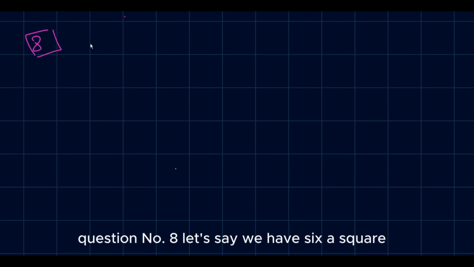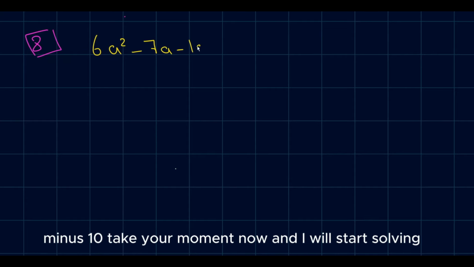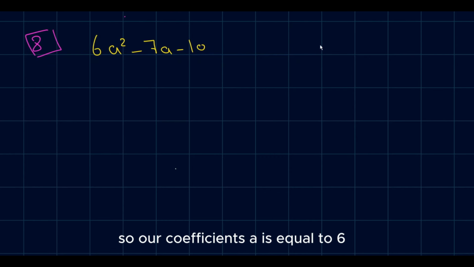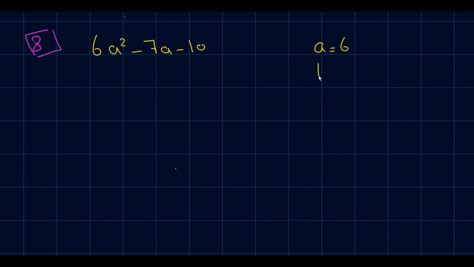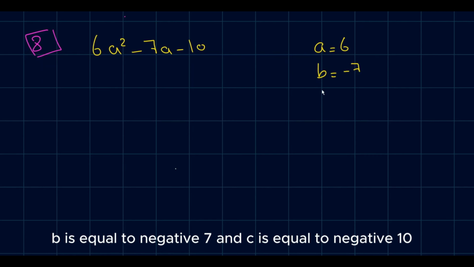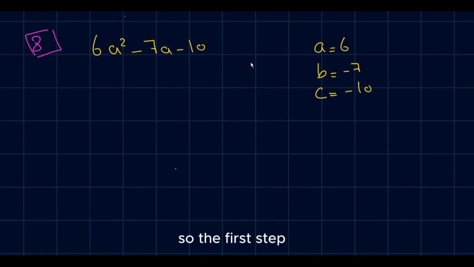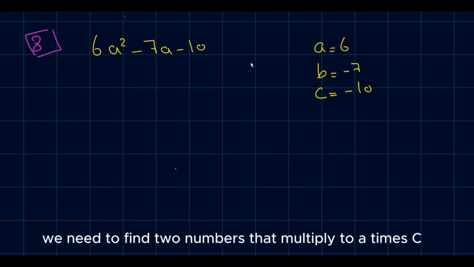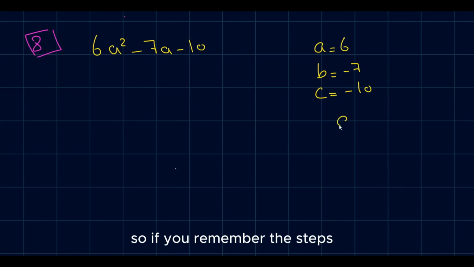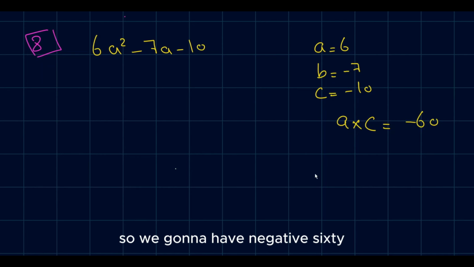Question number 8. Let's say we have 6a squared minus 7a minus 10. Take your moment now, and I will start solving. So our coefficients, a is equal to 6, b is equal to negative 7, and c is equal to negative 10. Here, I'm gonna solve it by factor by grouping. So the first step, we need to find two numbers that multiply to a times c. So if you remember the steps, we first gonna multiply a and c. So we're gonna have negative 60.